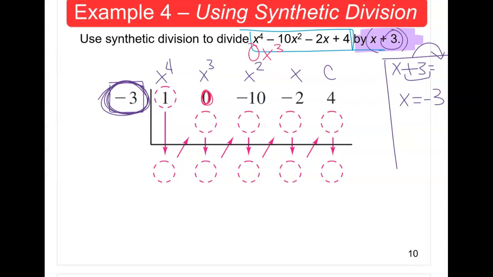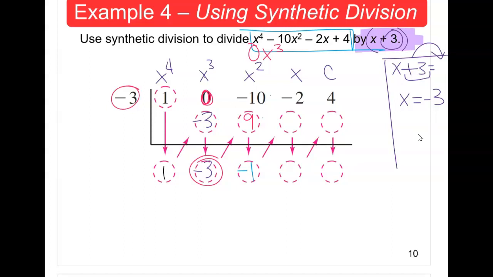We're going to drop the first term, which is a 1. Then we're going to multiply negative 3 times 1, which is negative 3. Then we're going to add vertically. So 0 minus 3, or 0 plus negative 3, is negative 3. Then we are going to multiply negative 3 times negative 3, and that will give us positive 9. Then we're going to add vertically. Negative 10 plus 9 is negative 1.